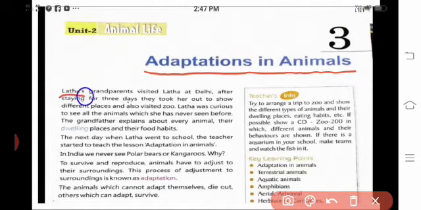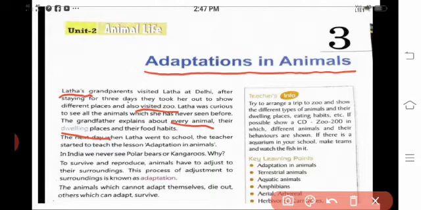You see here, one girl's name was Lada. She was in Delhi. One day, her grandparents came to Lada's home to see her. After staying for 3 days, they took her out to show different places and also visited the zoo. Lada was curious to see all the animals which she had never seen before. The grandfather explained about every animal, their dwelling places and their food habits.